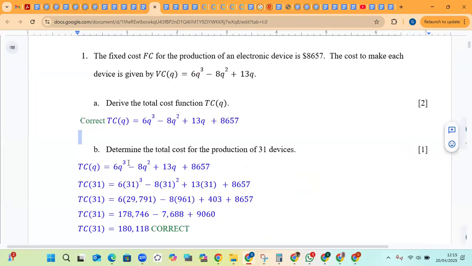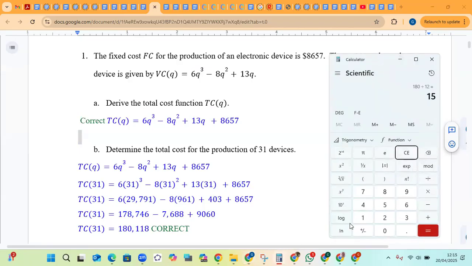So here, our total cost function is 6q cubed minus 8q squared plus 13q plus 8,657. Q here is 31, the quantity is 31 devices. So we're finding the total cost of 31 devices, which will be 6 times 31 cubed minus 8 times 31 squared plus 13 times 31 plus 8,657. 31 cubed appears to be 29,791. We can verify that with the electronic calculator.